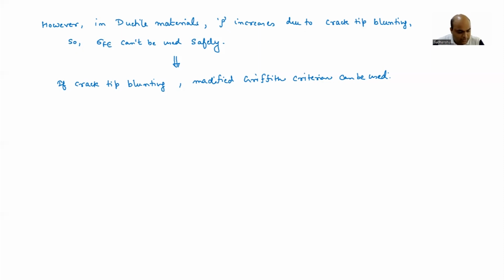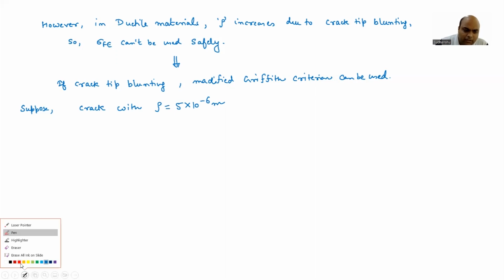Okay, so now let's understand this perspective using some numbers so it will be clear. Now suppose you have a crack with rho of 5 into 10 to the power minus 6 meter. So you have a crack, say length of A, and the crack tip radius of curvature is 5 into 10 to the power minus 6 meter. That is 5 micrometer. Although it looks very, very small, but actually if you see, it is much larger.